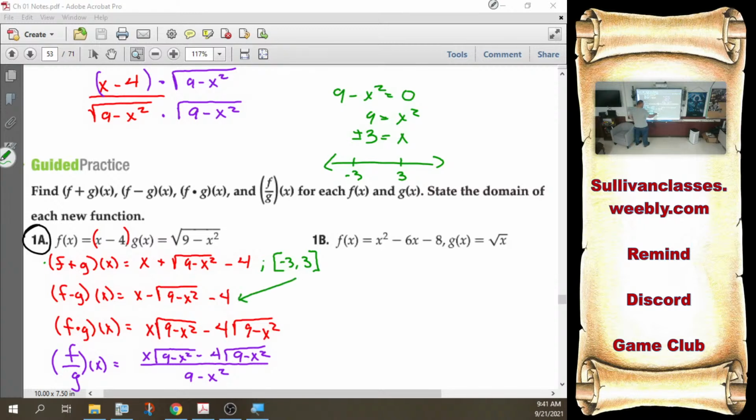Same here. Same here. What's different for this guy? You have to remember that the original had that on the denominator. I can't have 3 exactly, because if I put a 3 here, 9 minus 9, can't divide by 0 unless you're Chuck Norris. So we're going to have a negative 3 to 3.